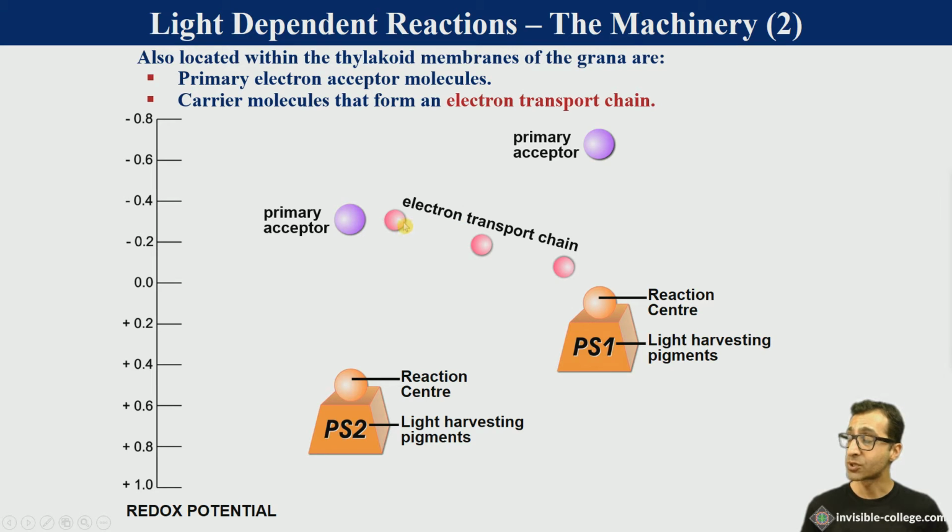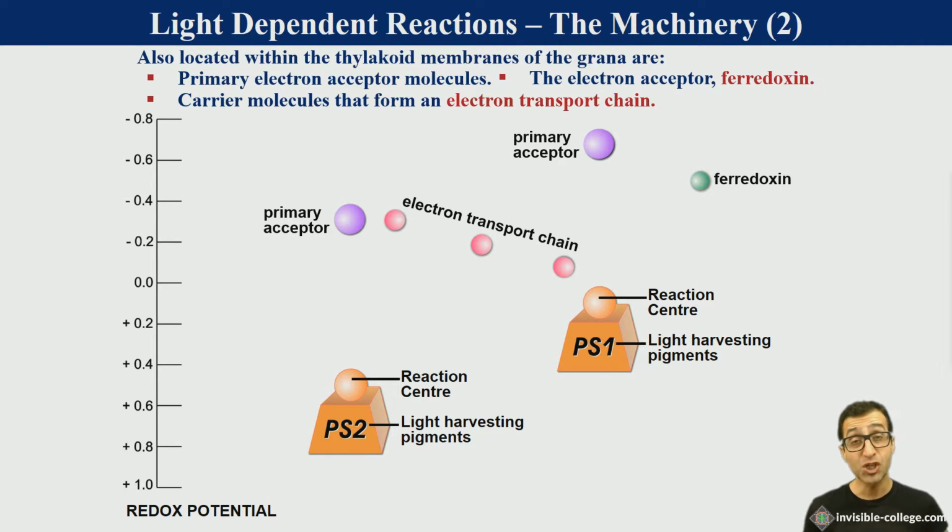These are molecules whose function is simply to pass electrons along from one to the other. And you see here that in terms of relative energy levels, this one is at a higher energy level than this one, which is at a higher energy level than this one as well. We also find another molecule, which is an electron acceptor, called ferredoxin, which is at this energy level here.